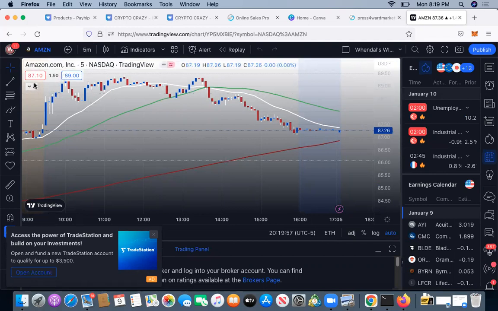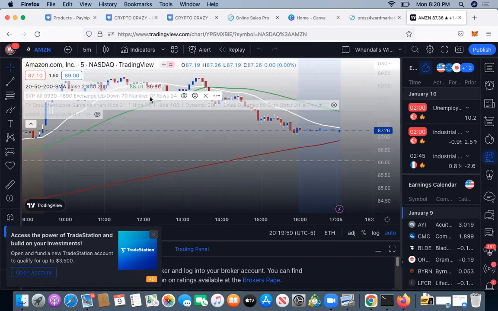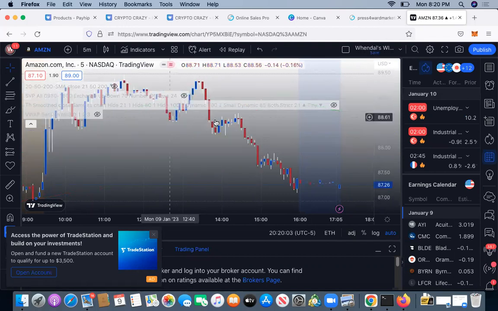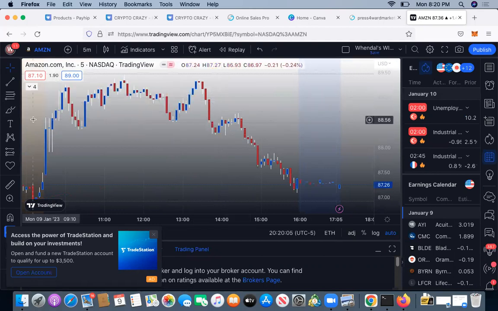Let me take off this indicator real quick. So the candlesticks. This is pretty much the candlesticks. We call these engulfing candlesticks.